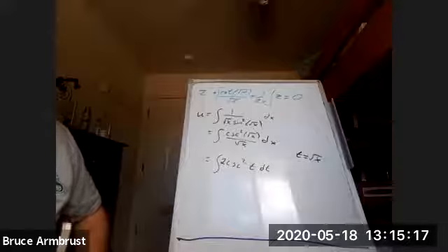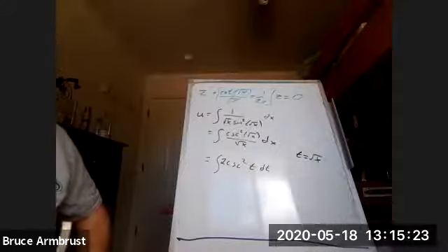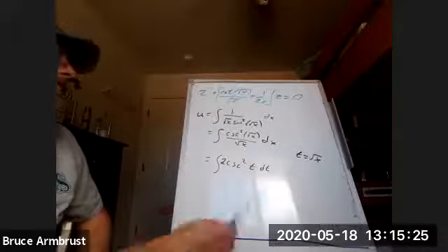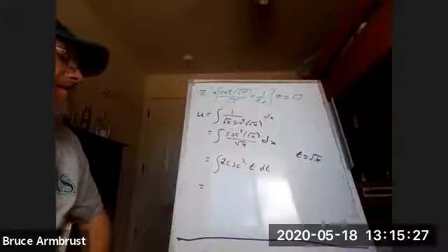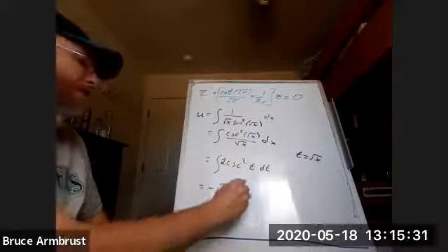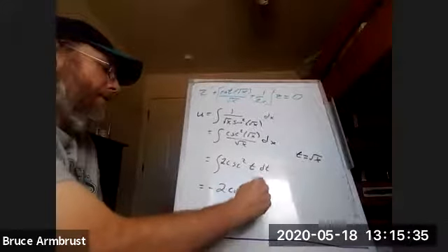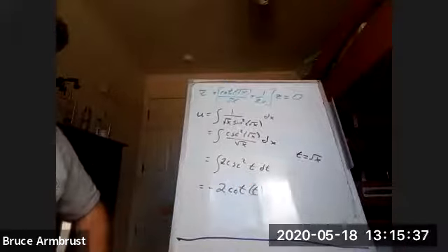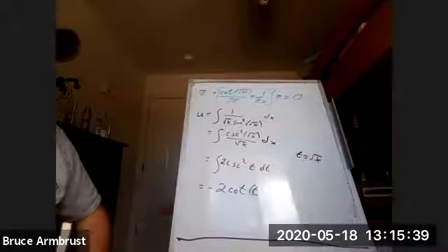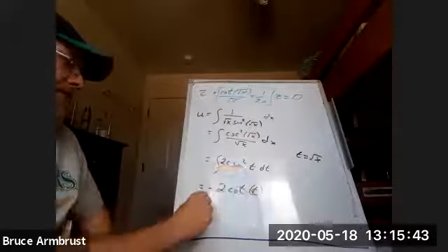Whew. All right. So now we get to integrate this. But it's actually a pretty easy one. That's just -2 cotangent of t. So we put in our root x.